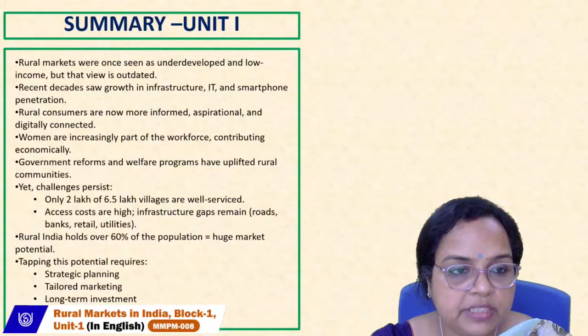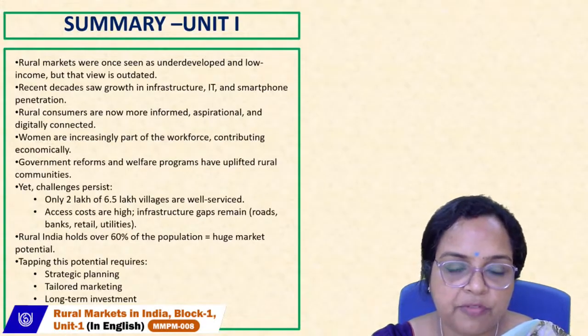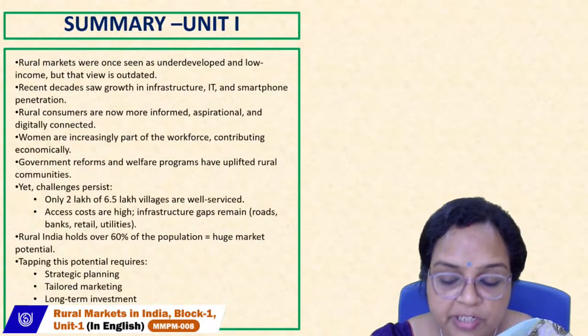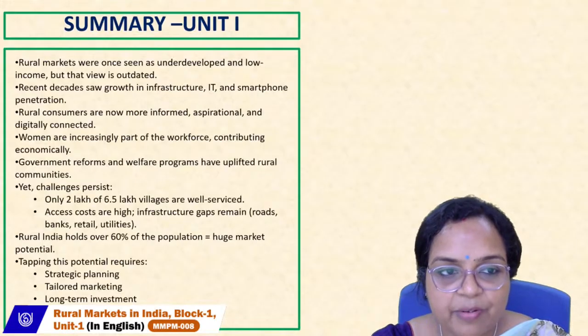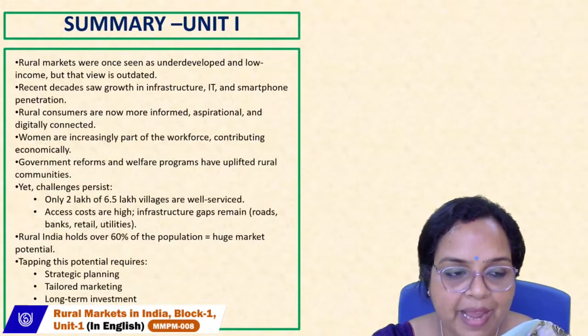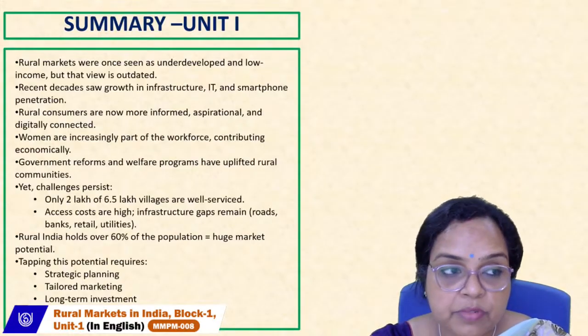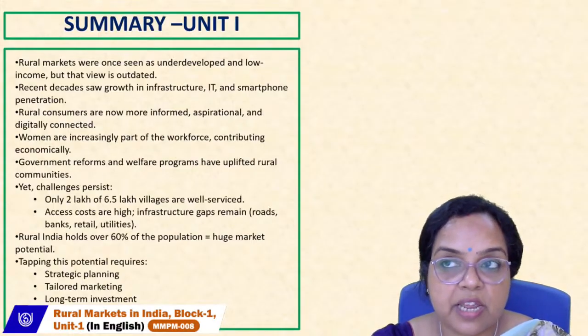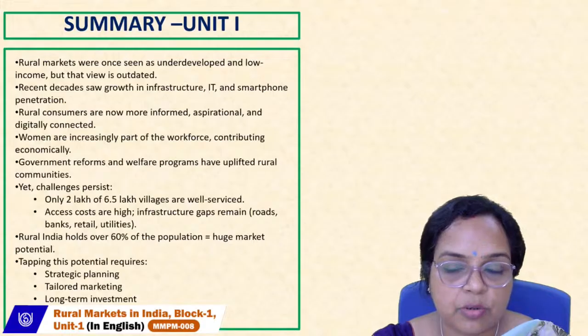Then, recent decades saw growth in infrastructure, IT, and smartphone penetration. Infrastructure development is also seen in the rural belt. They are having banks, they are having bridges, they are having ATM outlets, they are having small malls kind of thing. So that growth of infrastructure is also nowadays visible in the rural belt.